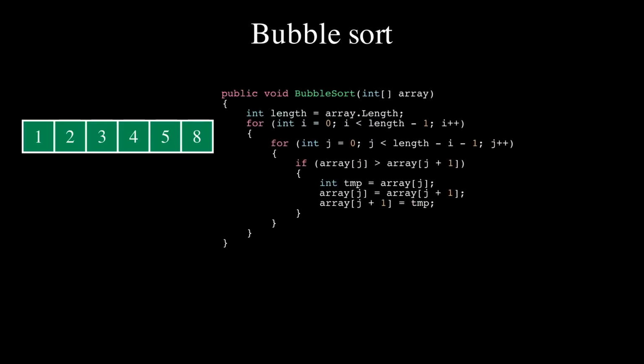The implementation in C# or Java is very similar. The time complexity of bubble sort is big O of n squared, where n is the size of the array.